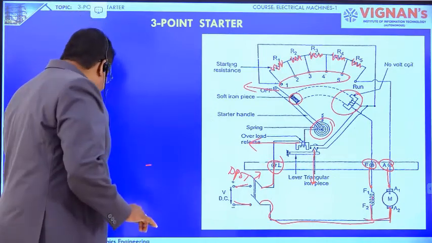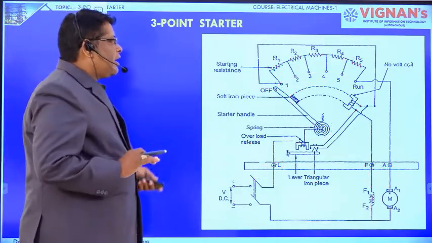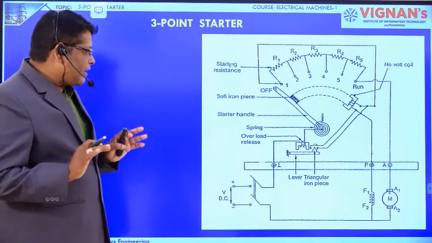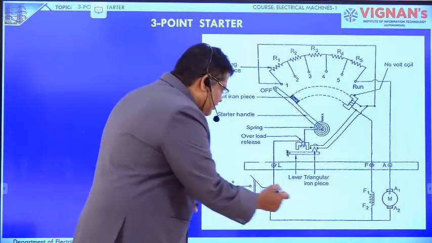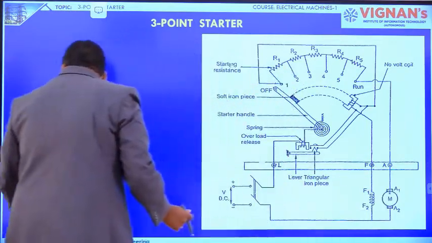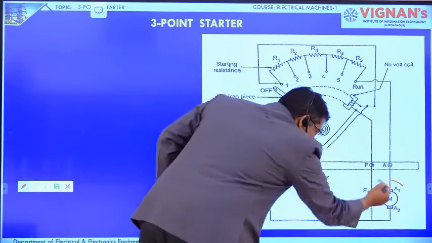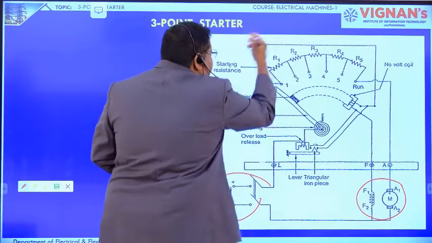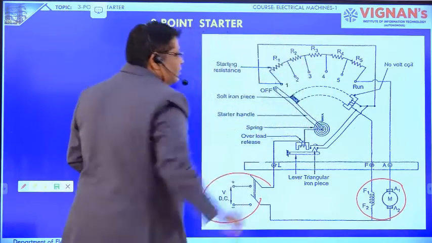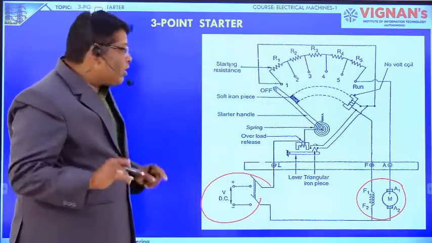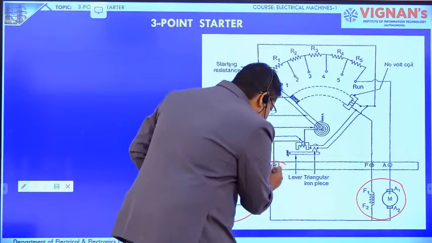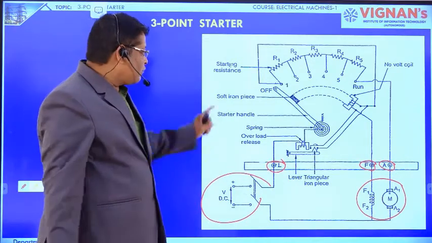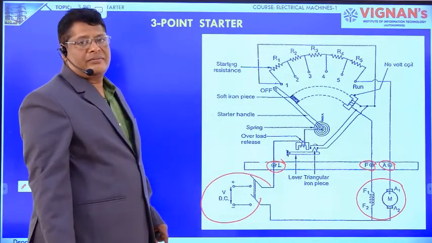This is the electrical circuit diagram of a 3-point starter. This is the motor, the DC motor. Between the motor and the supply, we connected this one. This is nothing but a 3-point starter. Why we call it a 3-point starter is because there are three terminals, 1, 2, 3. Three terminals are there in the 3-point starter. That's why we call it a 3-point starter.